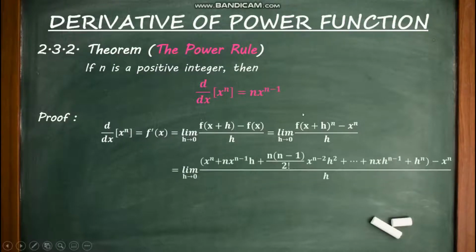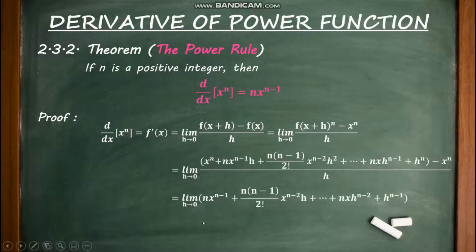We expand this part until x to the n plus n x to the n minus 1 h plus and so on until h to the power of n, minus x to the power of n, over h. So here we do the subtraction and division, where we subtract, so we eliminate this x to the power of n with this x to the power of n, and we divide the remaining terms by h, so we get this one.